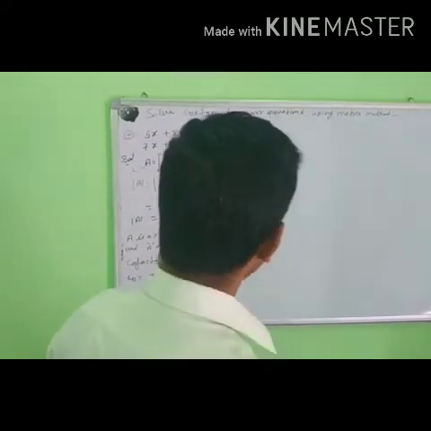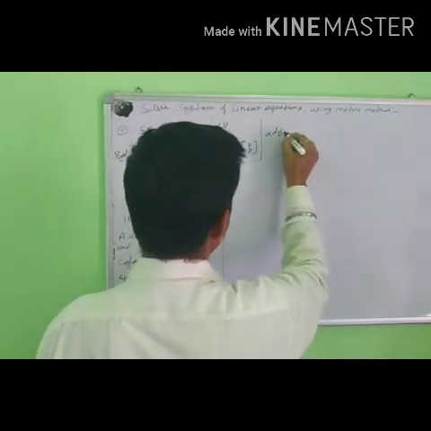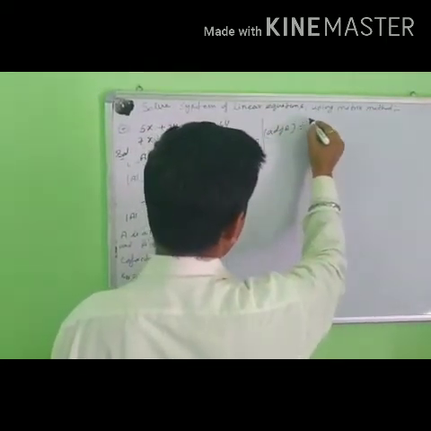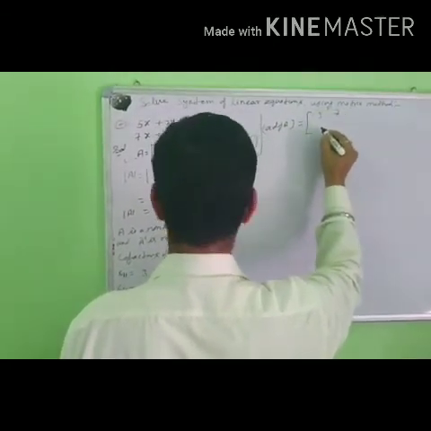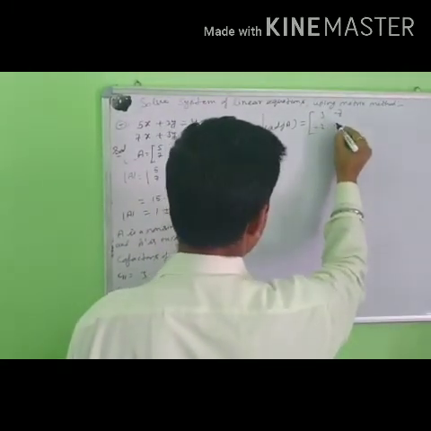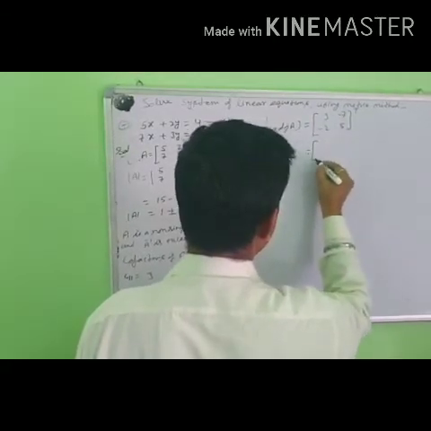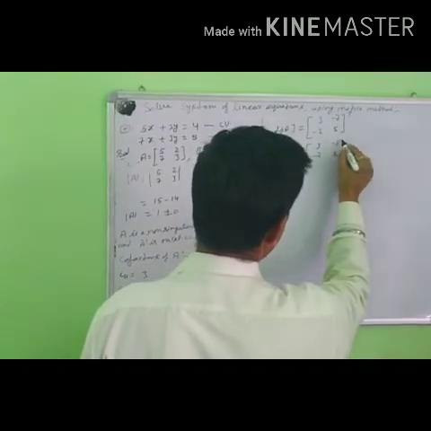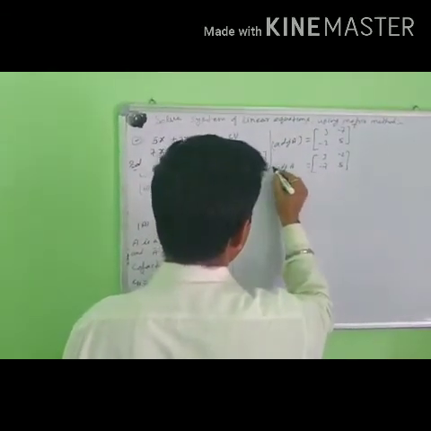Now find the adjoint. Adjoint A equals 3, minus 7 and minus 2, 5. Take the transpose of this, then you convert it to 3, minus 2, minus 7, 5. This is the adjoint A.